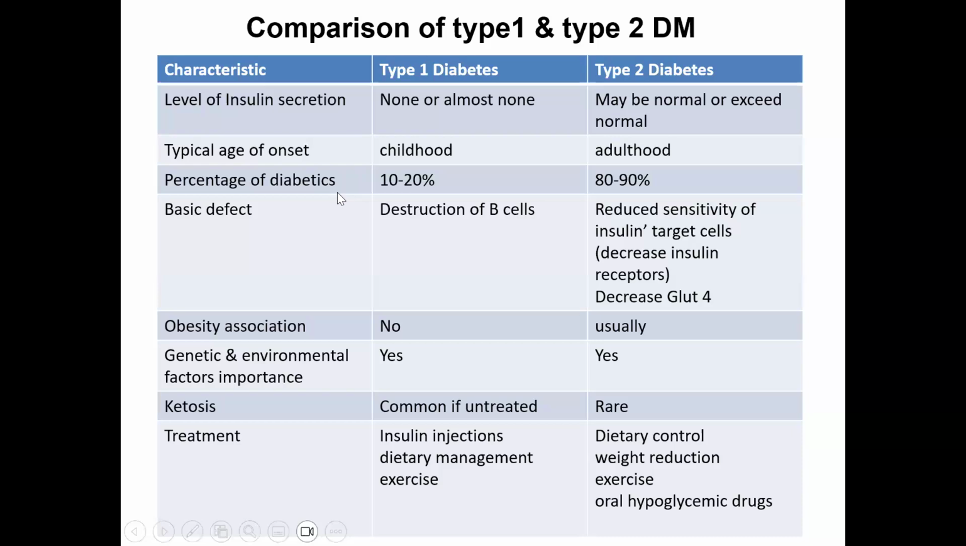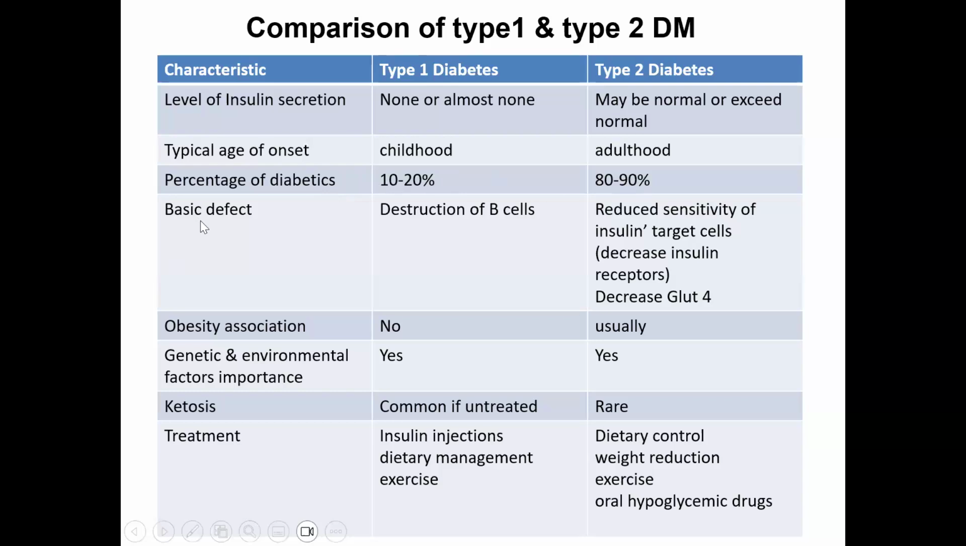The percentage, or the frequency, or the prevalence: which one is more common? Type 2 diabetes is more common. 80 to 90% of the patients belong to type 2, whereas type 1 is less common, and just 10 to 20% of the patients will have type 1.